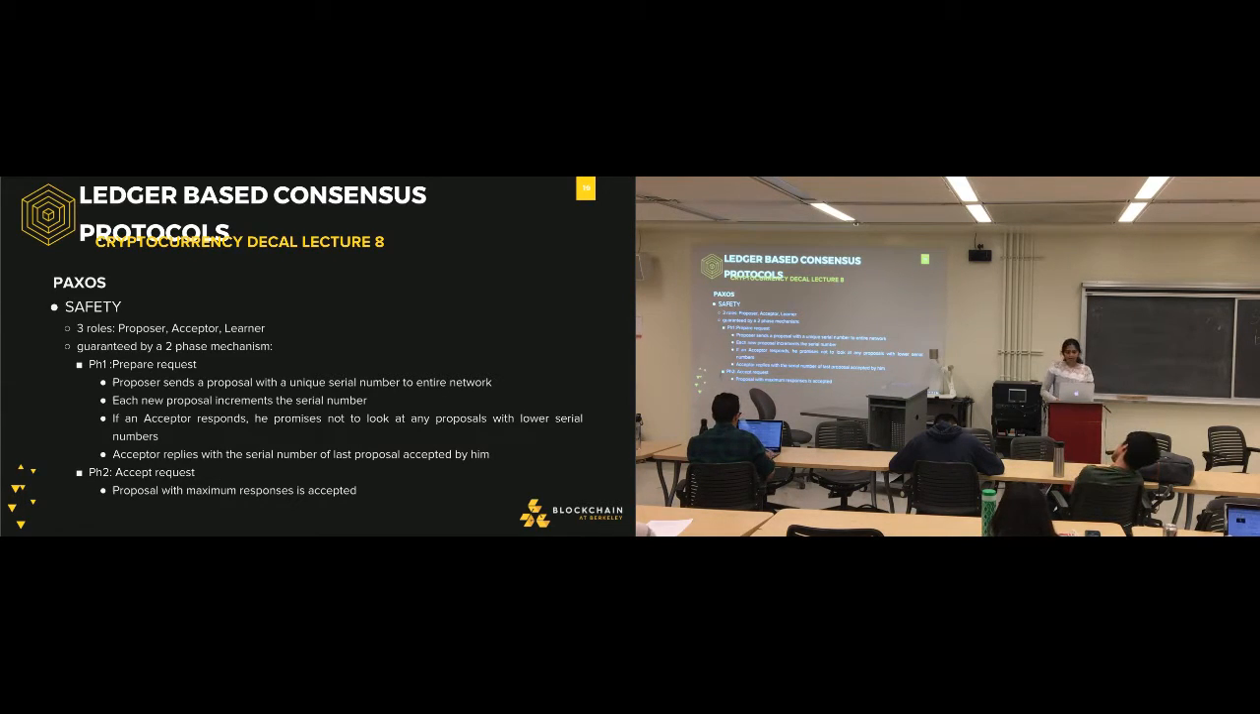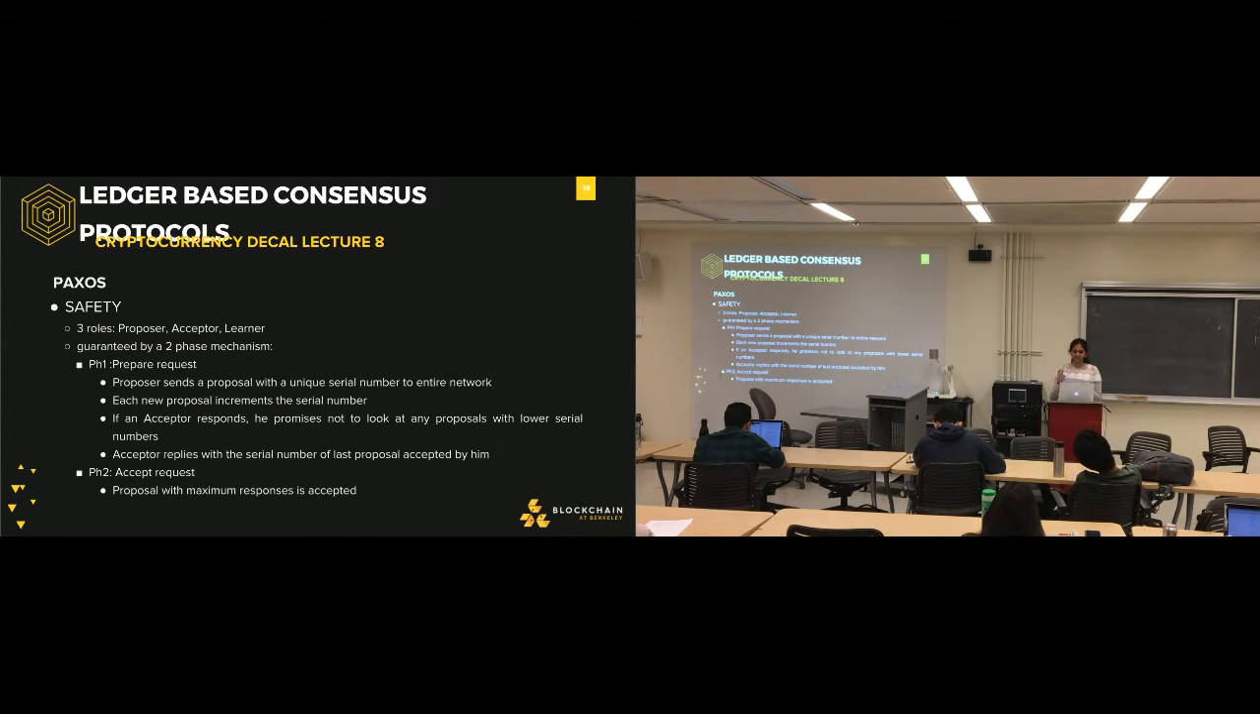So we will now look at ledger-based consensus protocols. Paxos is one of the first ledger-based consensus protocols. There are 3 roles in Paxos, which assumes safety. Paxos guarantees safety, but does not guarantee liveness. The 3 roles are a proposer, an acceptor, and a learner.